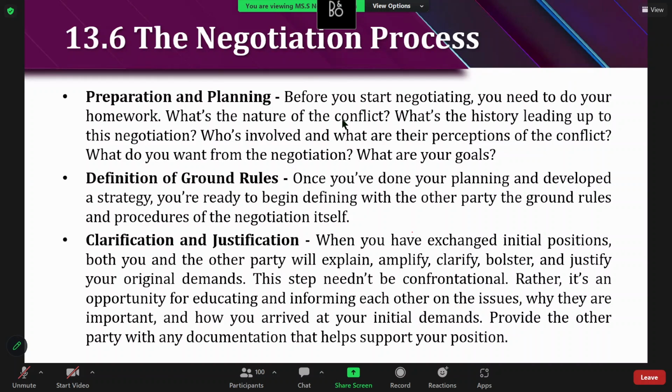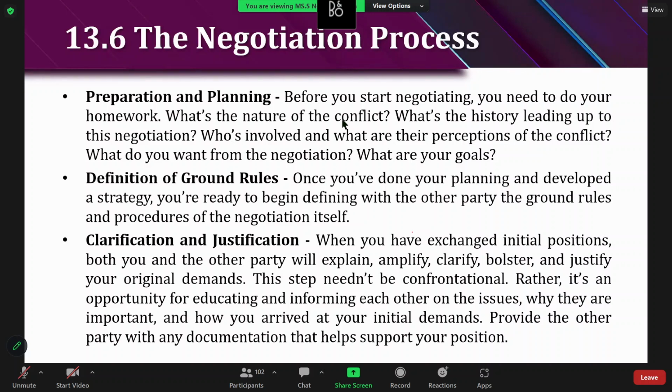The next one is clarification and justification. When you have exchanged the initial positions, both you and the other party will explain, amplify, clarify, bolster, and justify your original demands. Each party will have different demands, and once they have exchanged their initial positions, this is what led the conflict to arise, this is the history leading to the conflict, and this is my demand.